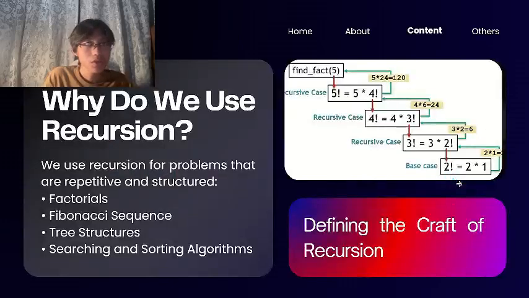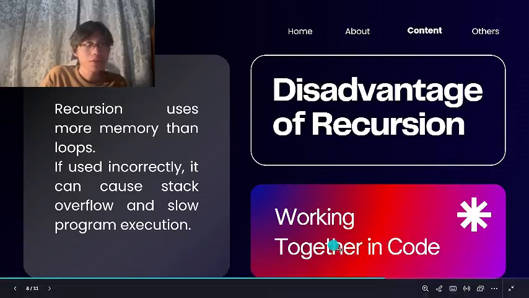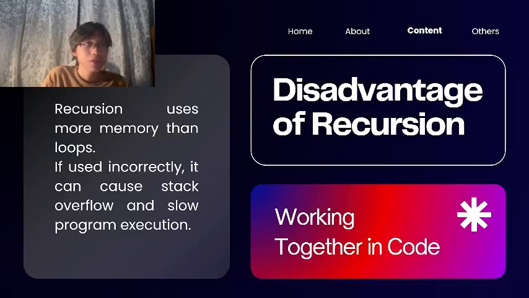Now, why do we use recursion? We use recursion because some problems are naturally repetitive and easier to solve using recursion than using loops. Examples include factorial, Fibonacci sequences, tree structures, searching and sorting algorithms. However, recursion must be used carefully because it consumes more memory than loops.